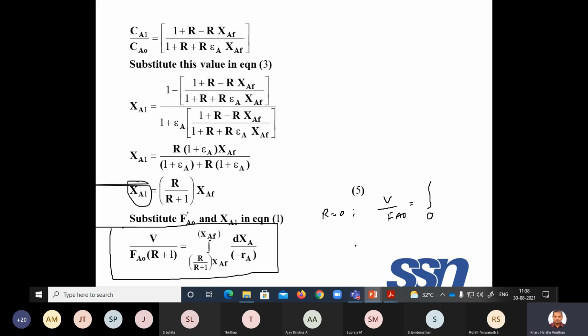The lower limit is 0. The upper limit is XAF. This is nothing but dXA by minus RA. So absolutely fine. Very good. So when R tends to 0, you are getting a plug flow equation, which you expected. Correct? I just want your feedback now. Yes, sir. Correct?